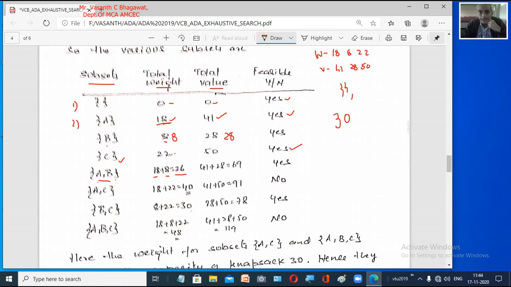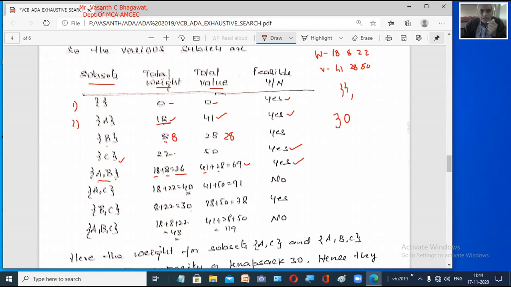Now you check whether it is feasible for us or not. How do you check? You look into your weight constraint. When you selected the 2 items A and B, the total weight was 26, and 26 is less than 30. So we can say that this is feasible. You can go ahead with this combination and select items A and B also.